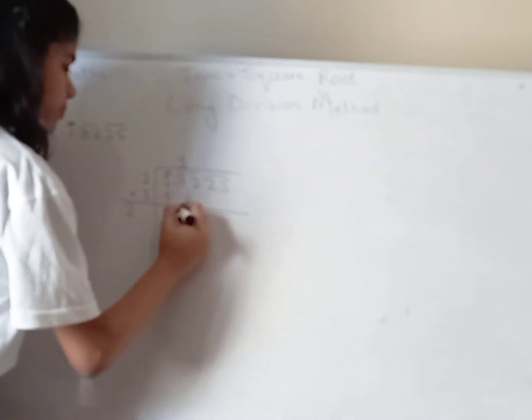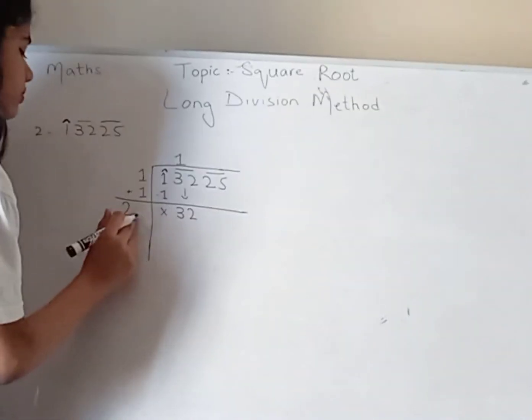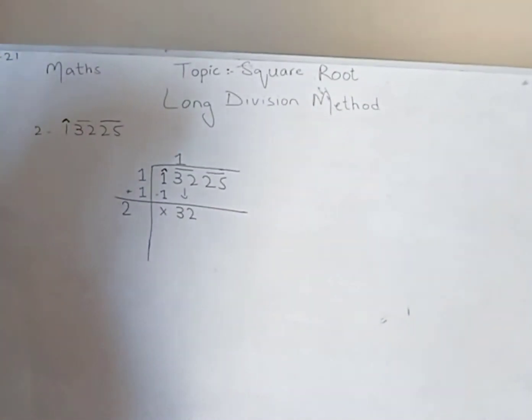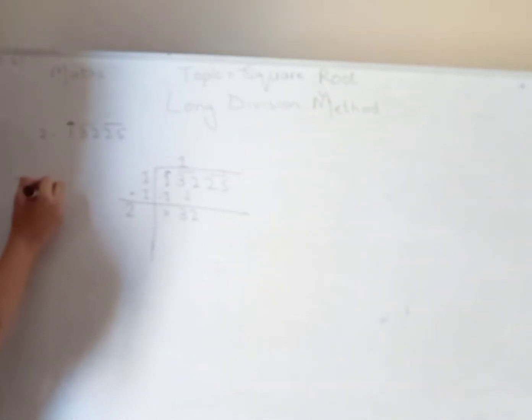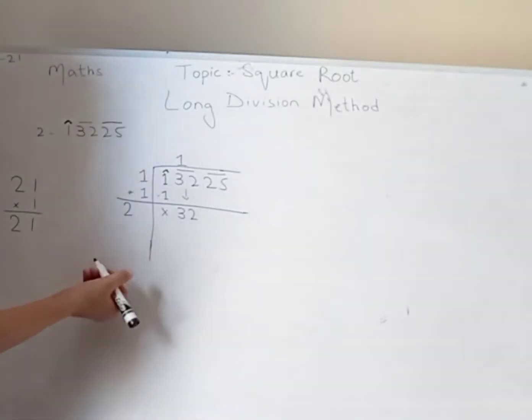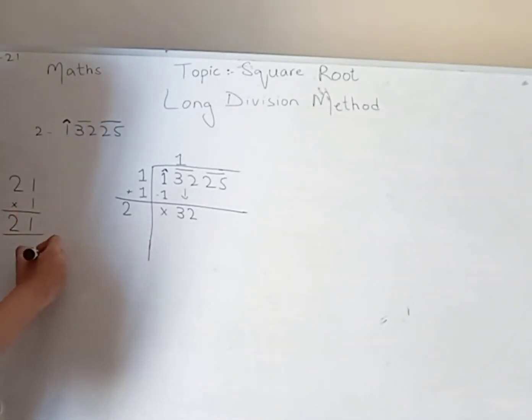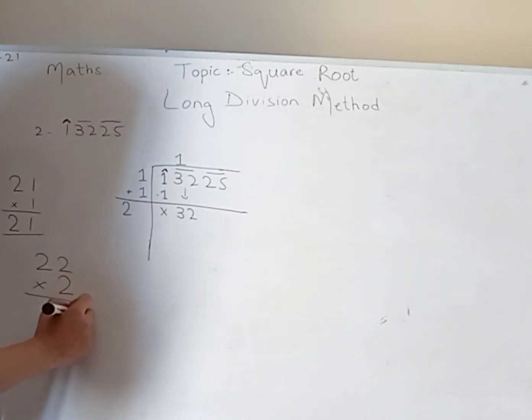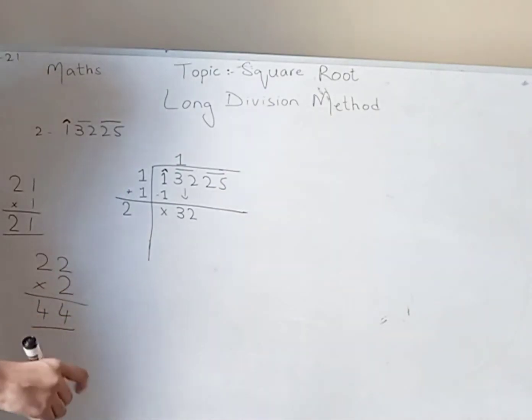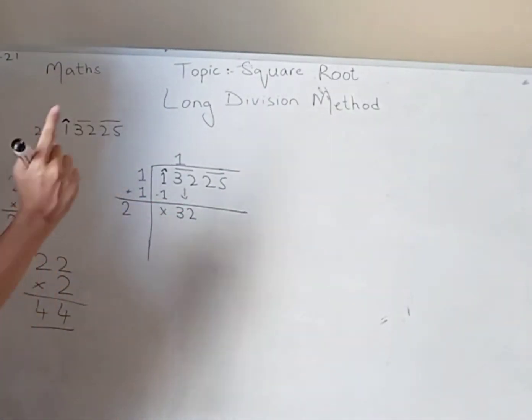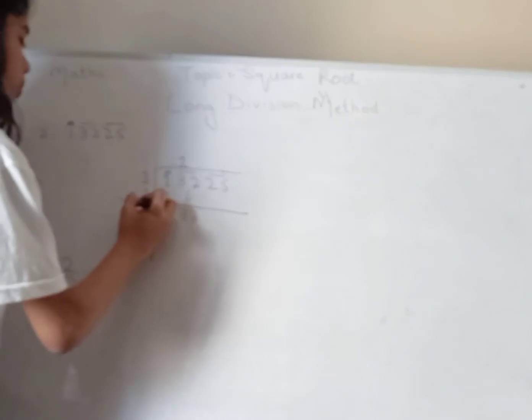Copy this pair, 32. We have 2 over here. We have to take any square number with it. So let's try 2 with 1. 1 times 1 is 1 and 1 times 2 is 2. It is 21, but we have 32. Let's try with 2, 4 and 4. 44 is greater than 32, but 21 is smaller than 32. So we will take 1.